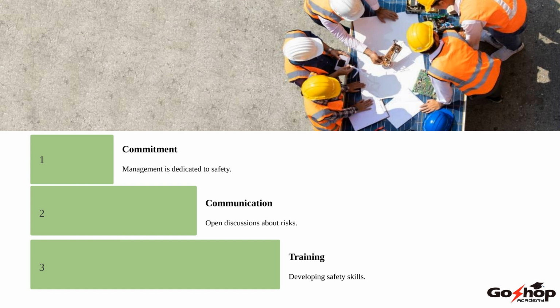Clear and open communication is equally important. Regularly share information about risks, best practices, and emergency procedures. Encourage employees to report hazards or incidents without hesitation. Lastly, training should be an ongoing process. Through regular awareness programs, skill development, and practical exercises, employees stay informed and competent in handling workplace risks.